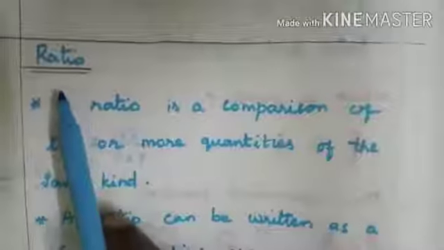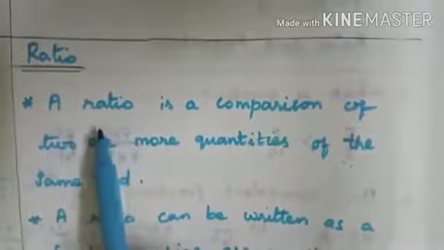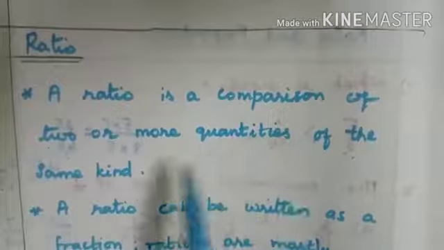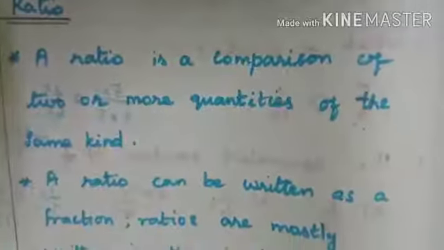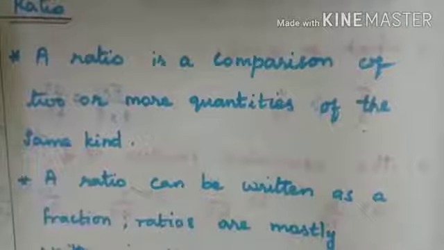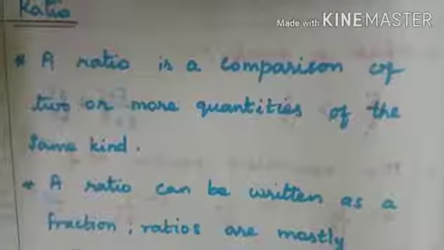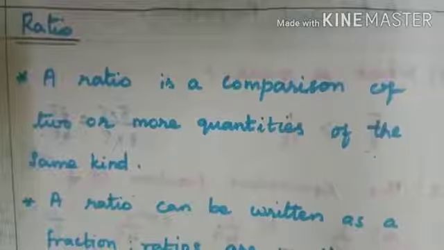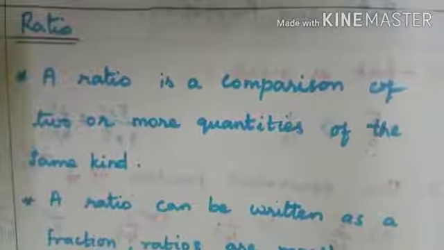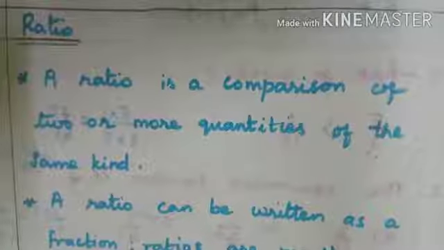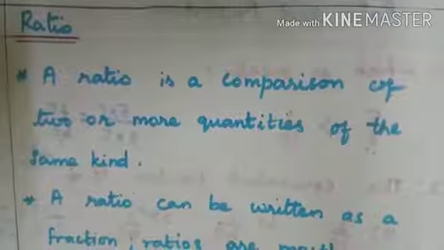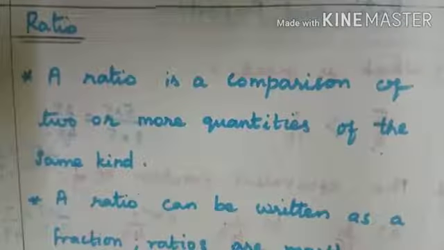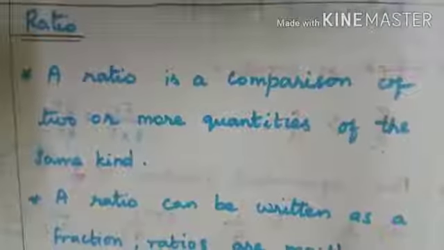Next we are going to see the definition of ratio. A ratio is a comparison of two or more quantities of the same kind. So we compare quantities, such as our heights, weights, marks secured in examination, speeds of vehicles, distance traveled, bank balances at different periods of time, isn't it? Therefore, comparison is usually between two quantities of the same kind and not of a different kind.